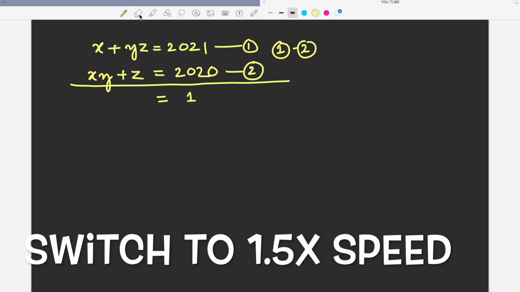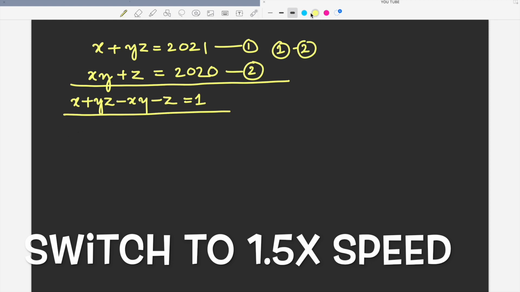And on the right side we have these terms here. So I'll take some space here. So the right side of the equation equals 1. The left side would be x plus yz minus xy minus z equals 1. So this is our final equation on subtracting. Then we regroup the terms here. In the first term we have x, here we have xy, here we have yz, and here we have z. So I just regroup it.